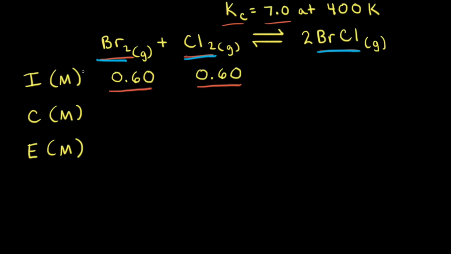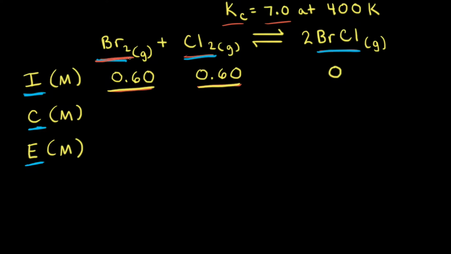To help us find the equilibrium concentrations, we're going to use an ICE table, where I stands for the initial concentration, C stands for the change in concentration, and E stands for equilibrium concentration. For the initial concentrations, we have 0.60 molar for bromine, 0.60 molar for chlorine, and if we assume the reaction hasn't started yet, then we're going to put a 0 in here for our product, BrCl.